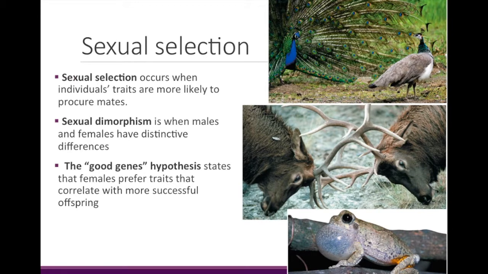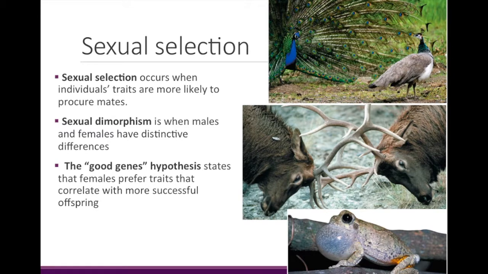Darwin was confused by some of these traits because they do not necessarily seem directly related to how well the offspring will survive. Male peacocks, for example, have a huge plumage. Having this large tail makes it less likely that they can escape predators. The answer to this lies in what's called the good genes hypothesis. The good genes hypothesis suggests that females choose traits that tend to correlate with successful offspring.